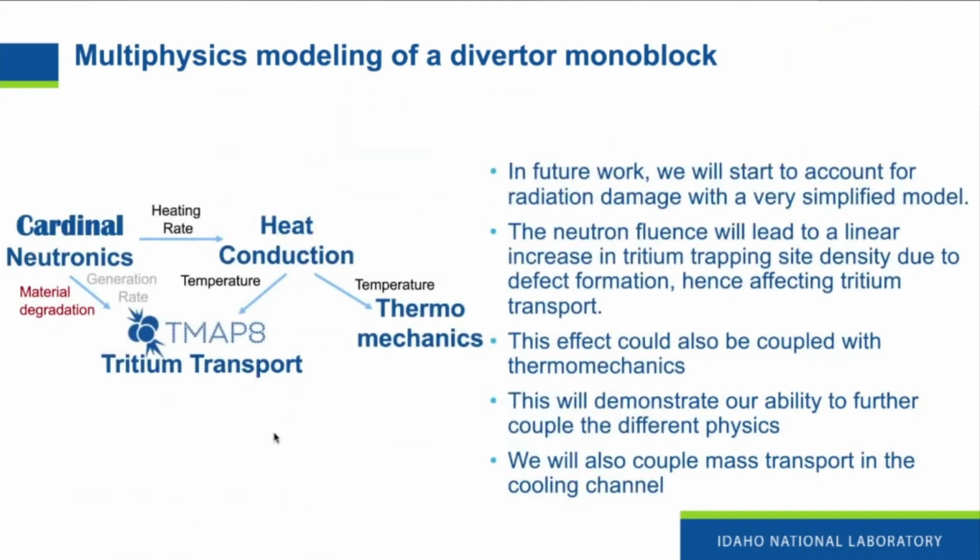And then in the future, what we're working towards is coupling directly the neutronics calculation to also account for material degradation, which of course could potentially change some of the thermomechanical properties, but also change the amount of traps for tritium transport in the divertor monoblock, which would further affect the tritium distribution.